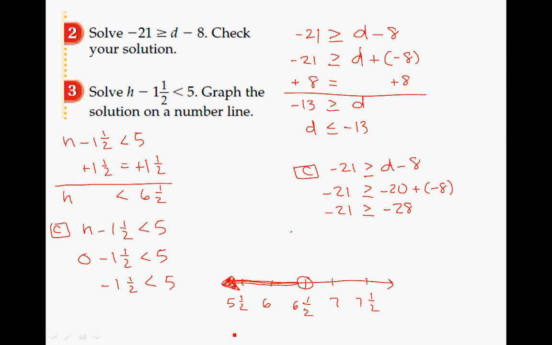So to graph this, since we have done graphing, you can do an open circle, and then what you do is you graph everything to the left. So anything that is less than 6.5.